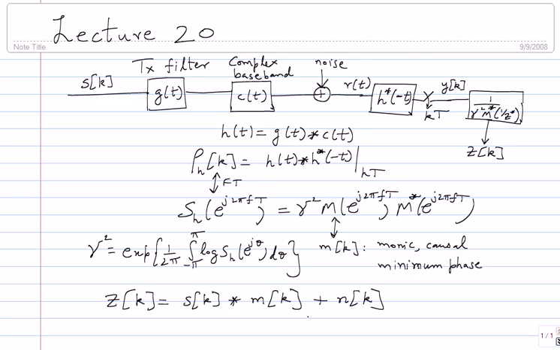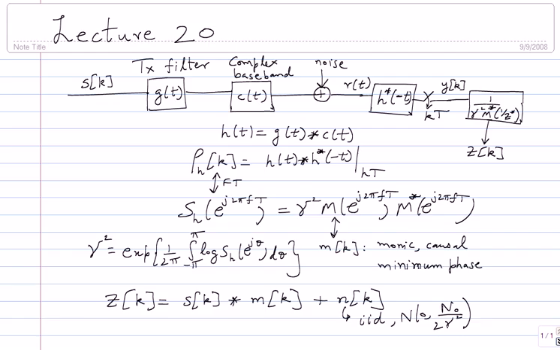Remember, all these guys are complex now. s_k is complex, m_k is complex, n_k is also complex. Each component of n_k will be iid normal with mean 0 and variance N_0 by 2 gamma square, in each dimension. Okay, so that's the orthonormal projection. If you project with an orthonormal basis, every dimension will be normal with 0 mean and variance equal to the variance that was there before.